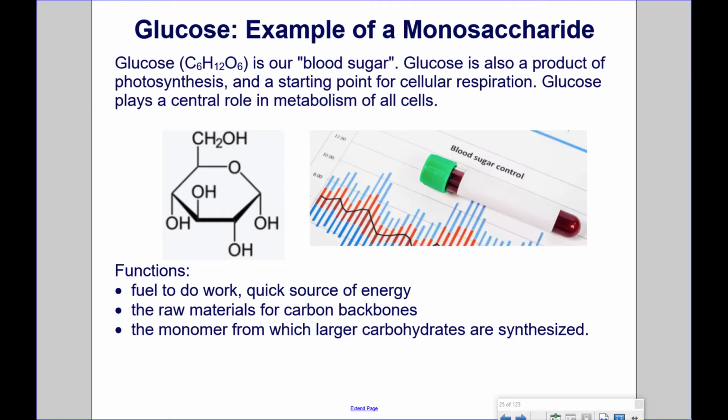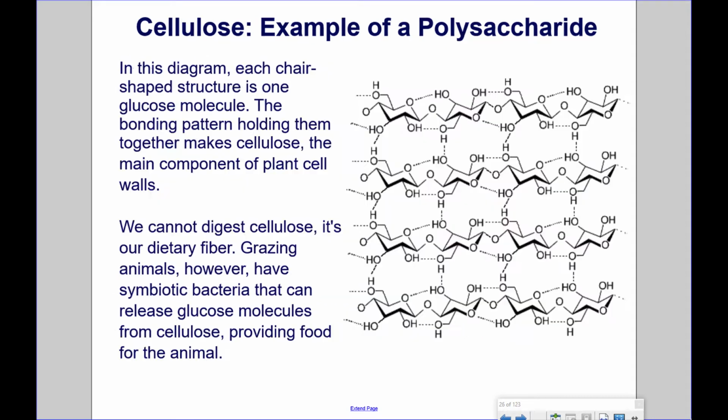Glucose. Example of a monosaccharide. Glucose, which is C6H12O6, is our blood sugar. Glucose is also a product of photosynthesis and a starting point for cellular respiration. Glucose plays a central role in metabolism of all cells. The functions of glucose include fuel to do work, a quick source of energy, the raw materials for carbon backbones, and it is the monomer from which larger carbohydrates are synthesized.